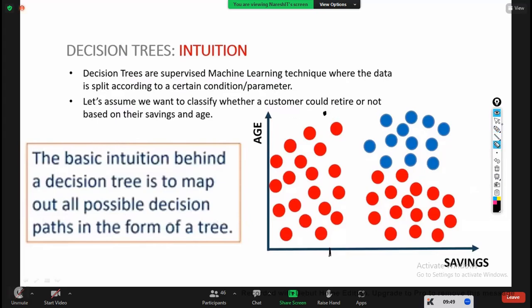So how are we going to do that? In KNN, we identify the nearest neighbors. In SVM, we draw a line and separate the data points, and from that we identify whether this point belongs to the red category or the blue category. Now in a decision tree, how are we going to do this?